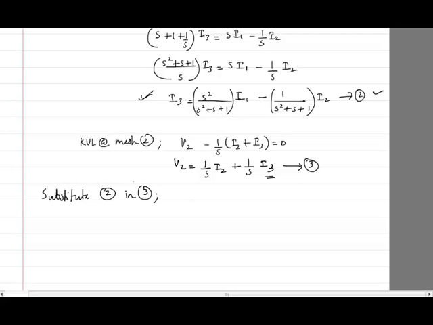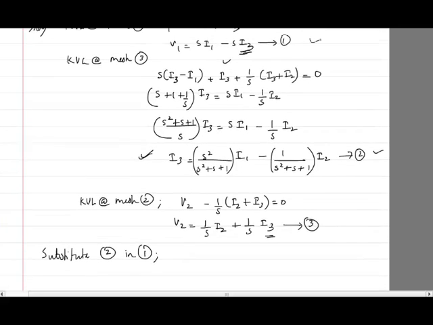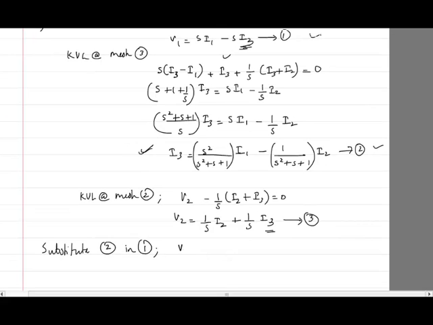If I substitute equation number, let me start with equation number 1, not 3. So substituting equation number 2 in 1, what is equation number 1? Equation number 1 is V1 is equal to S I1 minus S, now within brackets I will write whatever I have got for I3, which is S square divided by S square plus S plus 1 I1 minus 1 divided by S square plus S plus 1 I2, correct?